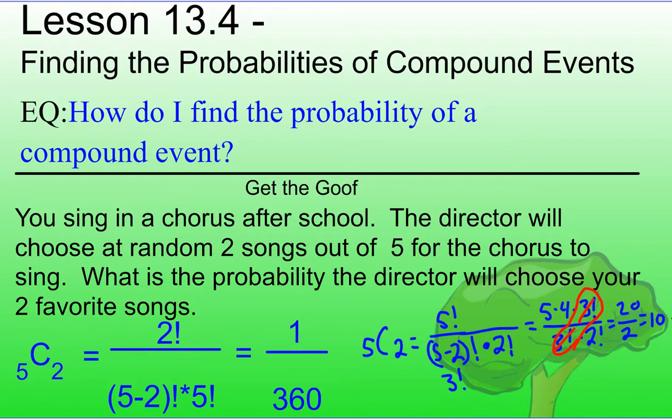Now, that 10 is not the probability. That's just how many ways you can pick 2 of those songs out of the 5. So the probability would be 1 out of 10. There's only one way you're going to get the 2 songs that he picks.